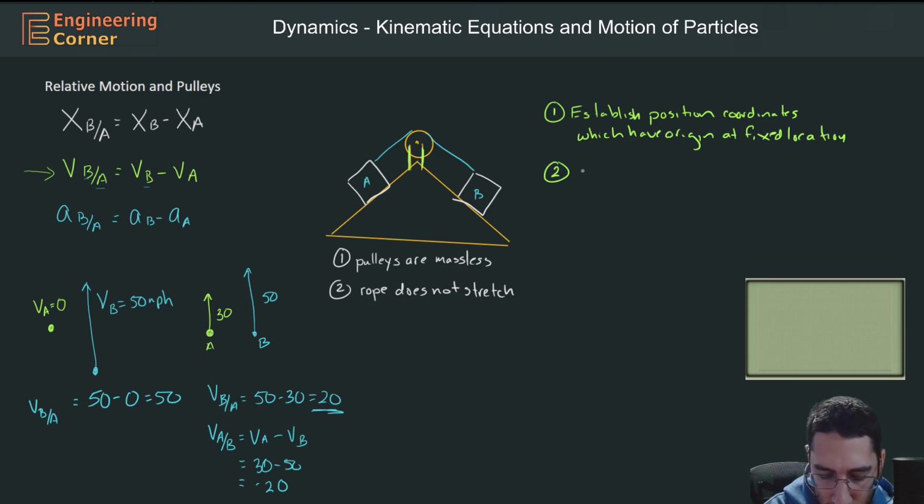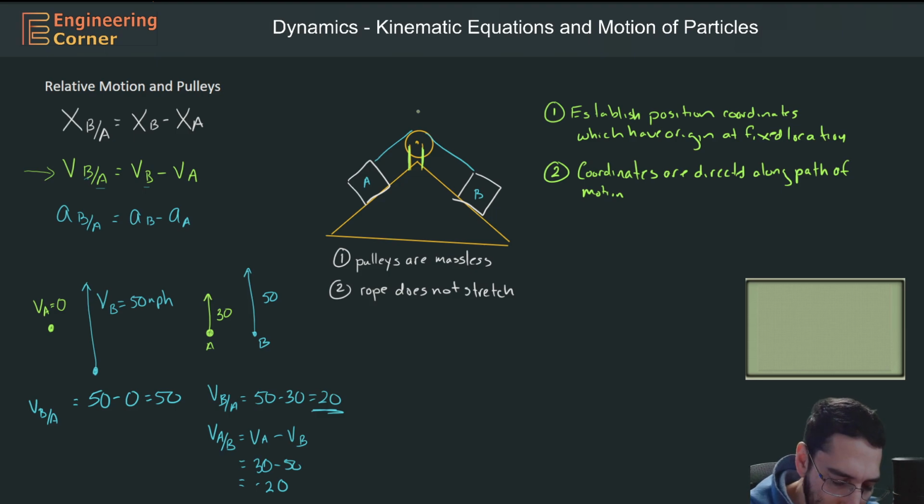Coordinates are directed along the path of motion and extend to a point having the same motion as each particle. Point 3 is that the origins do not have to be the same for each coordinate. And I'm going to explain how we do 1, 2, and 3 in a minute.